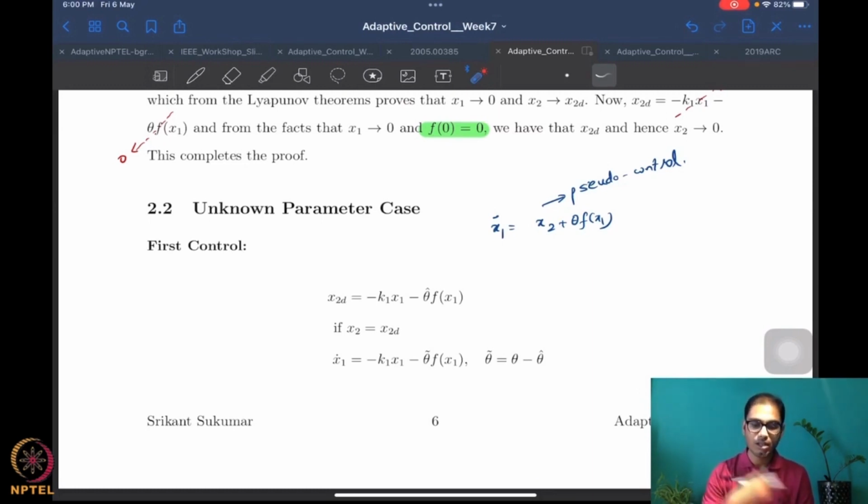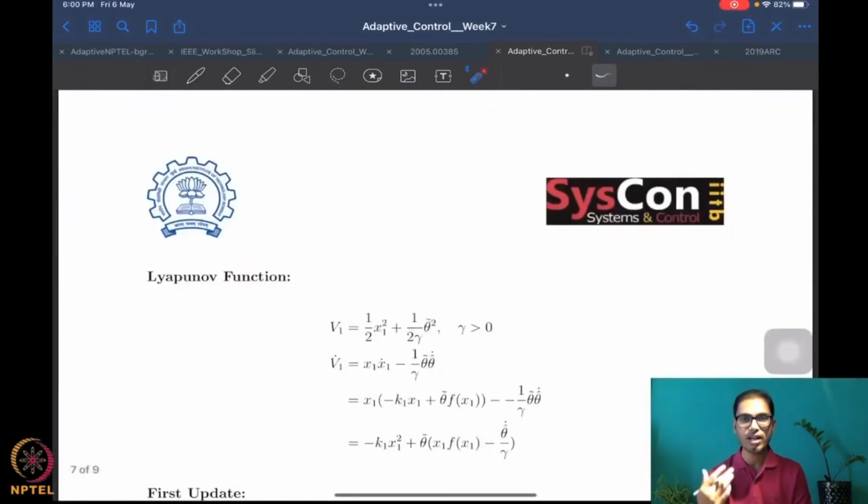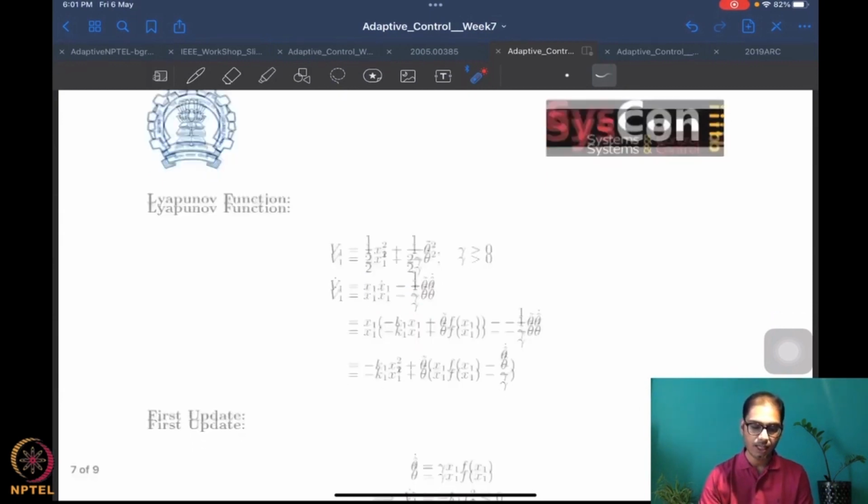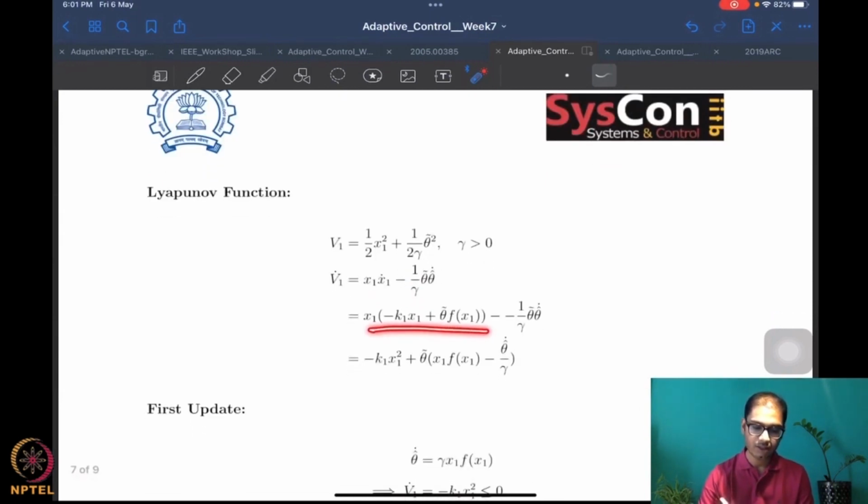And now what do we do? Earlier we took V1 as 1/2 x1 squared, but now that is not sufficient, right? Because now I have a new state. So I do what I do typically in adaptive control. I add a quadratic term corresponding to the parameter error. And now I use that to construct an update law, right? So what do I get? I get here x1 x1 dot and 1 over gamma theta tilde theta hat dot, right? And now I plug in for x1 dot, which is this, and then retain this term as it is.